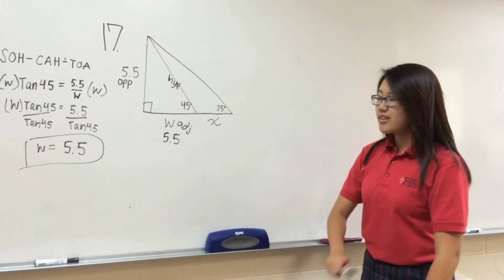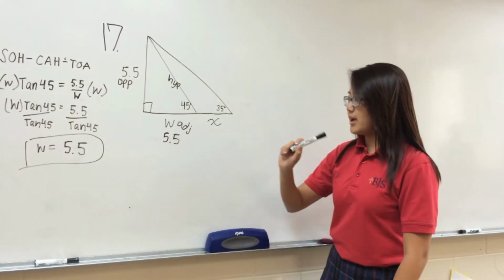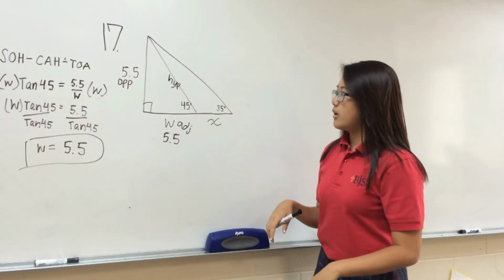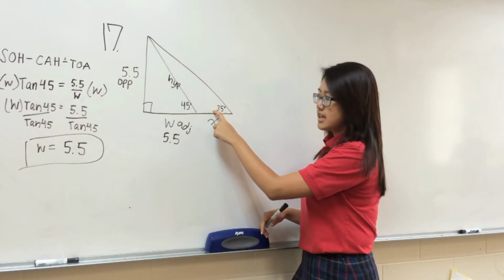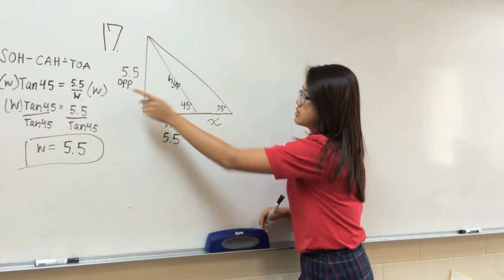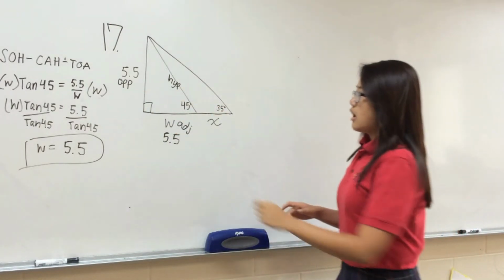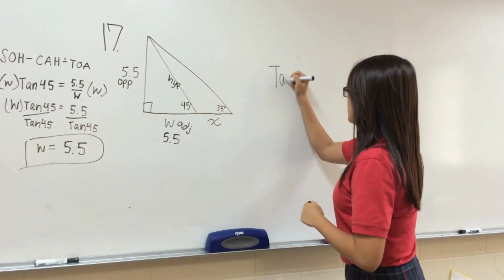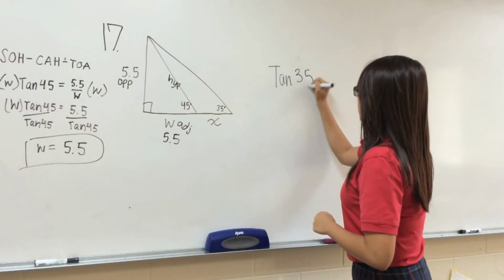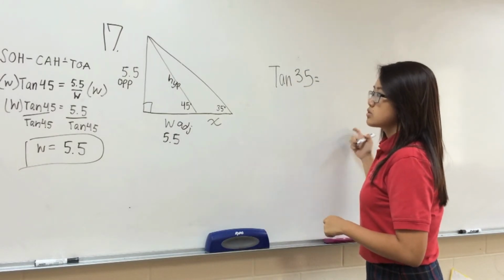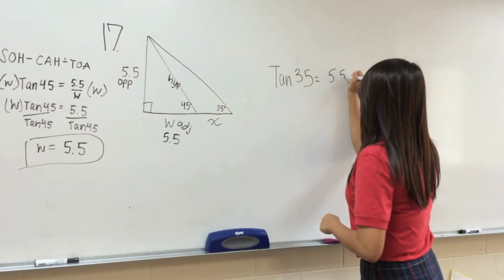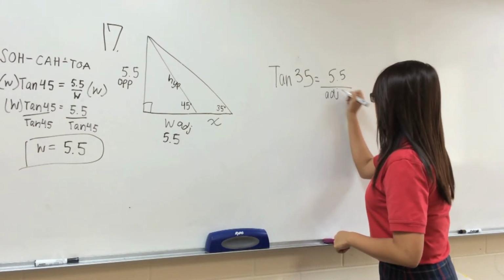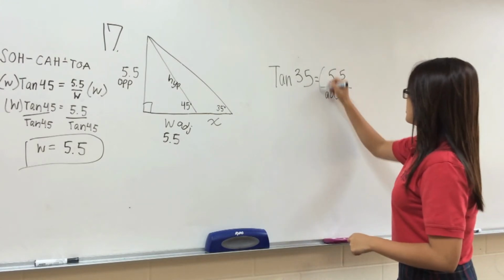Okay, so Courtney found our W. So the way I'm going to find X is I'm going to find this whole adjacent side. And so I'll just be using this angle instead of this angle, and I'll still use 5.5. So we're going to do opposite and adjacent, so that would be tangent. So tan 35 equals 5.5, which is our opposite, over our adjacent, and I'll just label that adjacent.